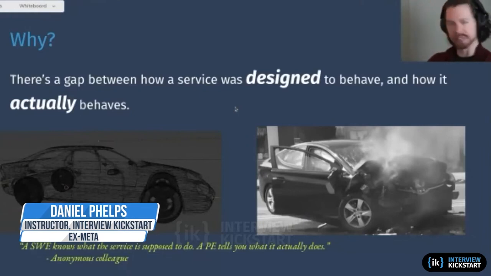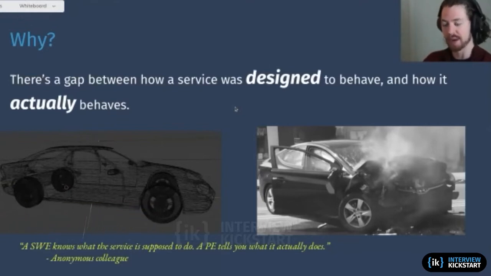I always like to come back to the why when it comes to everything that there is to know about pretty much anything. So the why here: if you understand why these tools and these concepts are important, that's what's going to get you more mileage in an interview. For example, we need to monitor and alert services because there's a difference between how software services are designed to work and how they actually work.